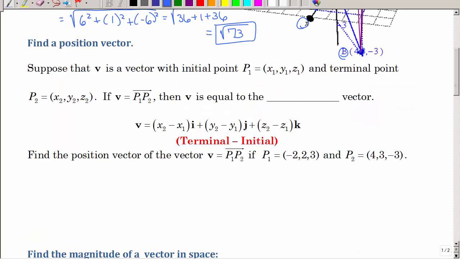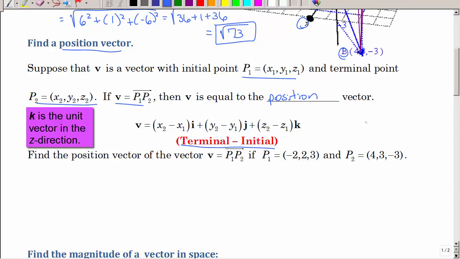Just like in vectors of 2 space, we're then going to find the position vector. A position vector just moves the points so that one of them is at the origin. If P1 is the initial point and P2 is the terminal point, then the vector connecting those 2 points is called the position vector. And it is always terminal minus initial. That is very, very important, because vectors have a direction. So that is different than that.